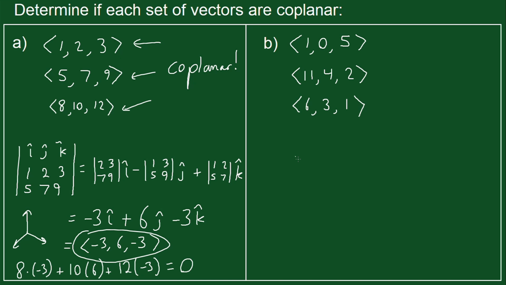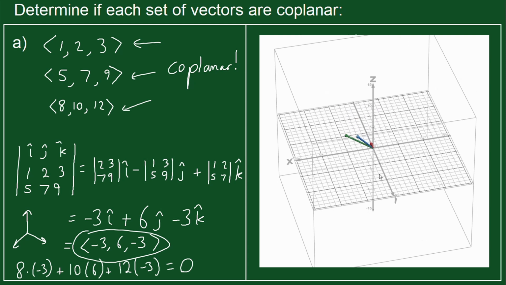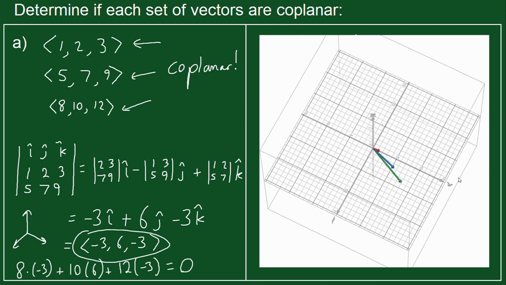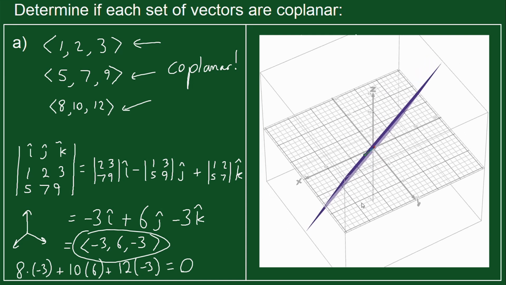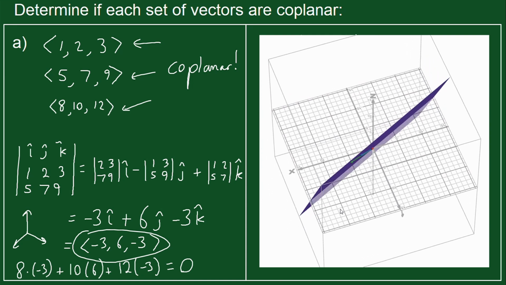All three of these vectors exist in the same plane, and you can take a look at this 3D representation of what these vectors look like, and you can see that, yes, in fact, they can all be shown to exist on a single surface.